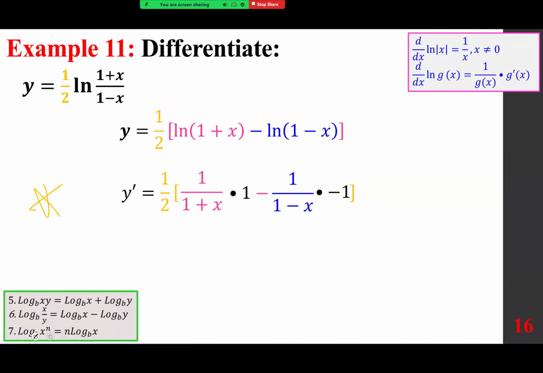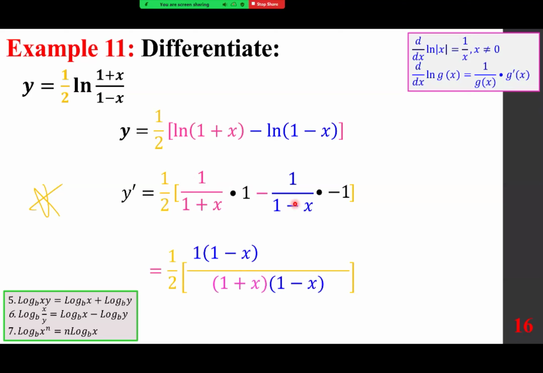And now this is the step that is the calculus step. Now everything else is algebra. To combine these two, we keep the 1/2 and we recognize 1 plus x times 1 minus x as the LCD. So this one, the numerator is simply 1, 1 times 1 minus x. This one, the numerator is plus 1, minus and minus, plus 1 times 1 plus x.